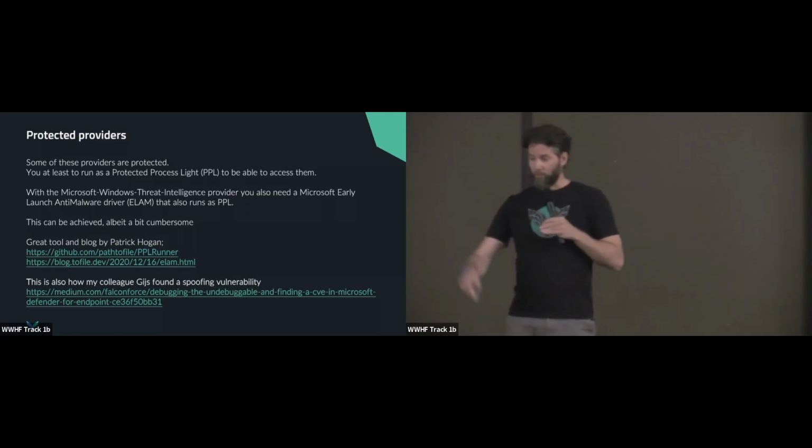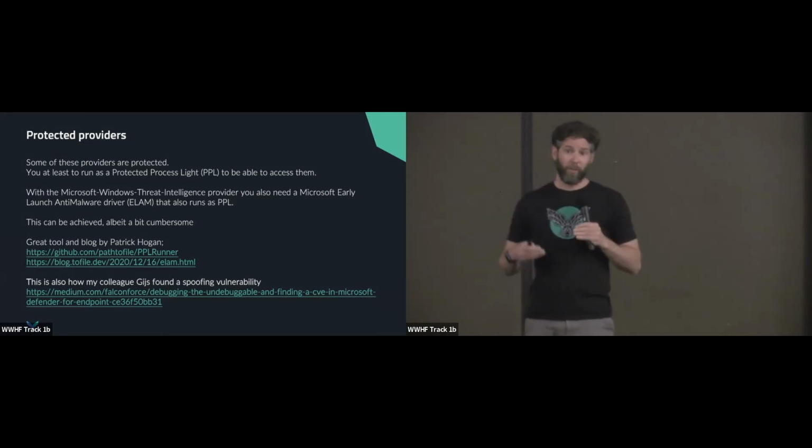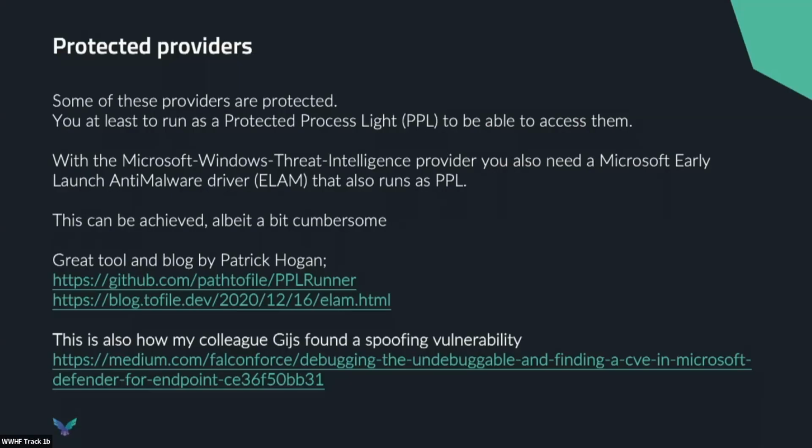So there's a couple of tools that you can use. PPLRunner is a really nice one where you can elevate your own process with a vulnerable driver and basically still get access to that same telemetry. It's also funny that while playing around with these protected processes, you can also attach a debugger with some magic that my colleague Gijs found. And you can basically start live debugging the Defender engine.